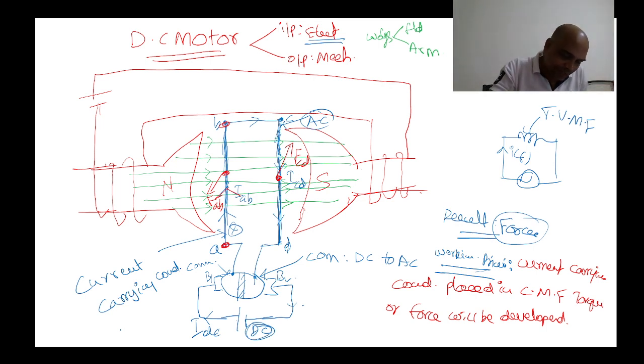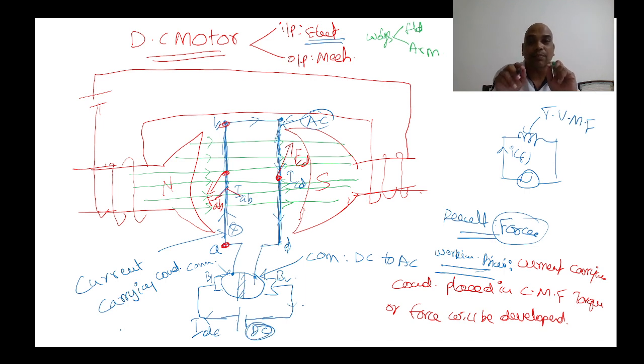So what is the difference between DC generator and DC motor working principle? In DC generator, mechanical input is given to the rotor, so that the conductors are rotating. So rotating conductors are placed in constant magnetic field. The constant magnetic field is the same in DC generator and DC motor. But in DC motor, for the same conductor, I am giving electrical input, so that now it is a current carrying conductor.